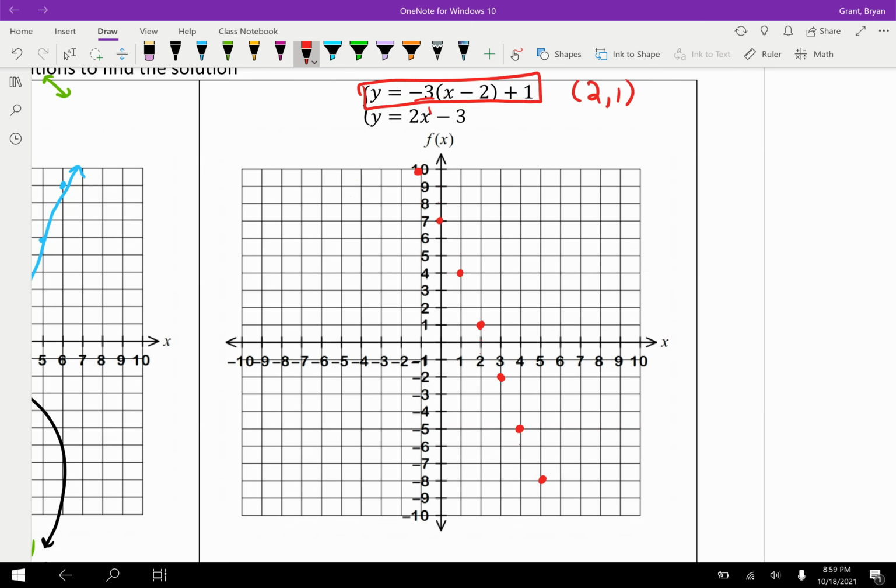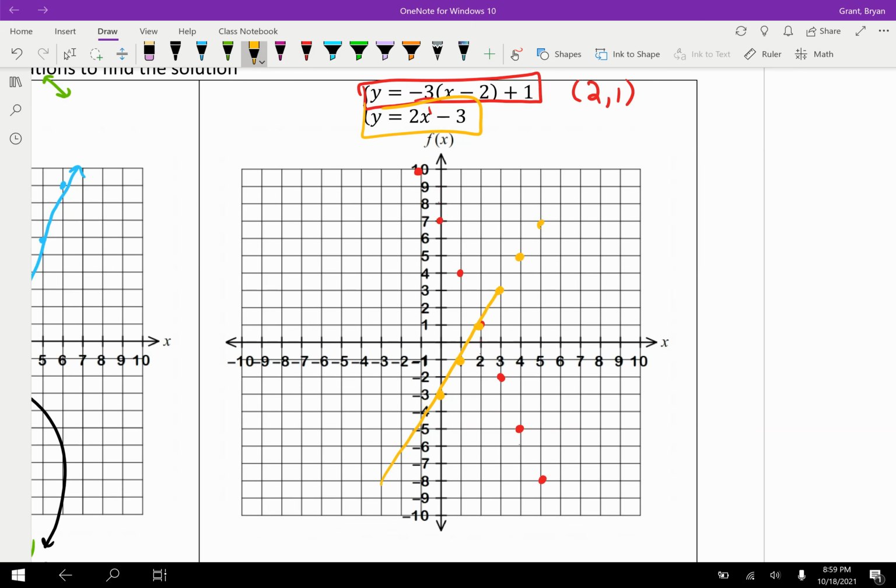There we go. And then we'll do our last one in, we'll go in yellow, I guess, 2x minus 3, slope-intercept form. Negative 3, up 1, 2 over 1, and we continue it out. We can already see our answer here. They cross at that point.